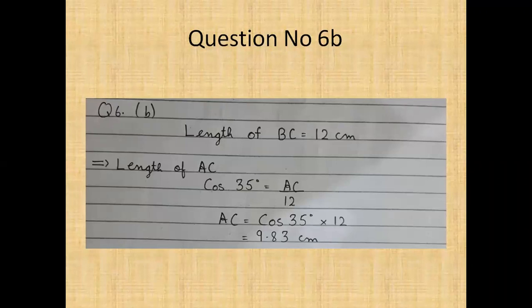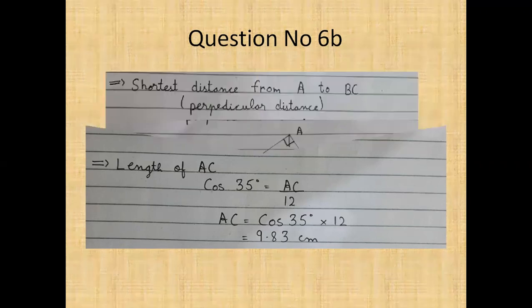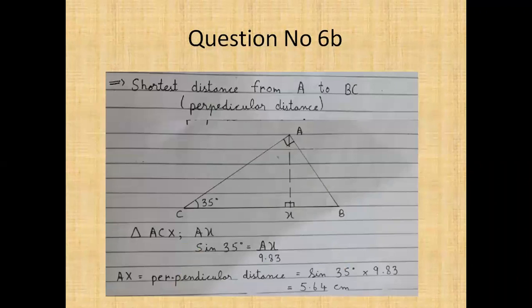AC will be cos 35 equals AC divided by 12, the base by hypotenuse. So AC will be equal to cos 35 multiplied by 12, which is 9.83. So once I know this AC distance, 9.83, then I will use this right angle triangle, this one.